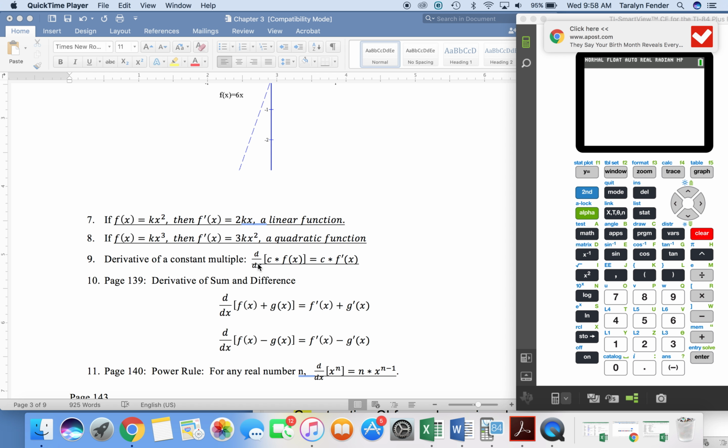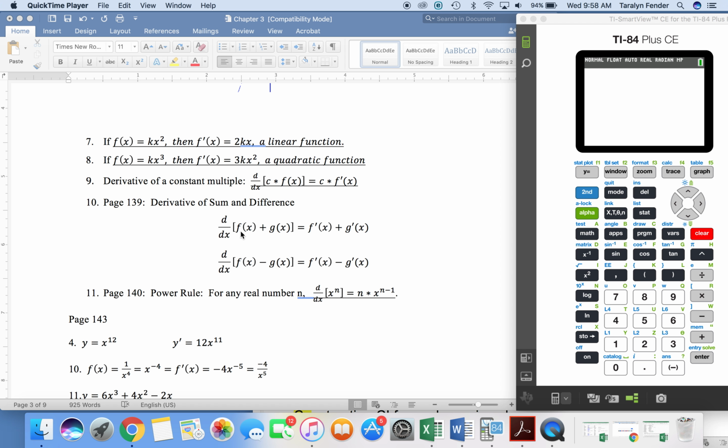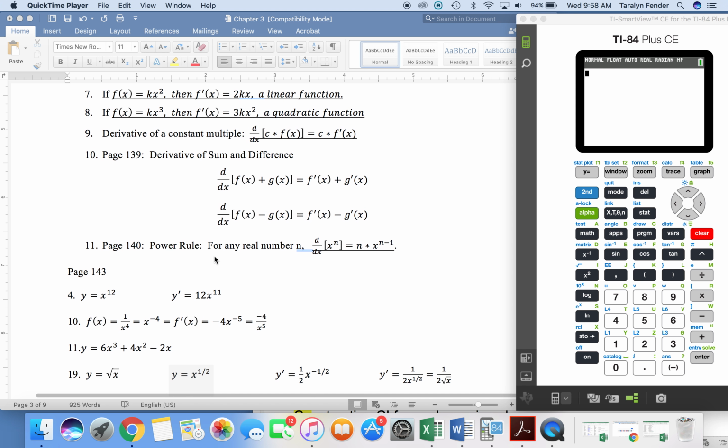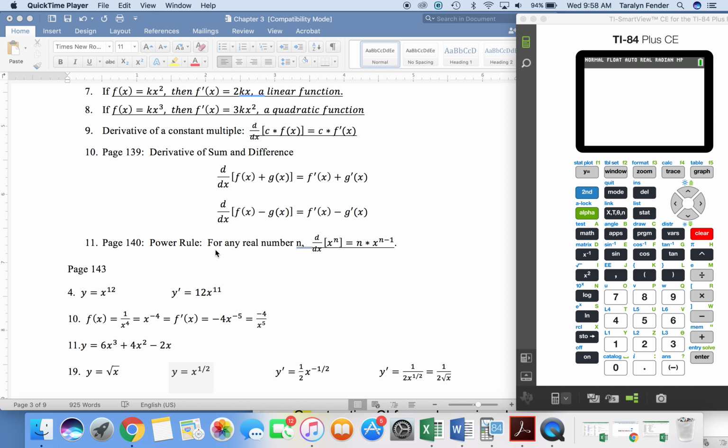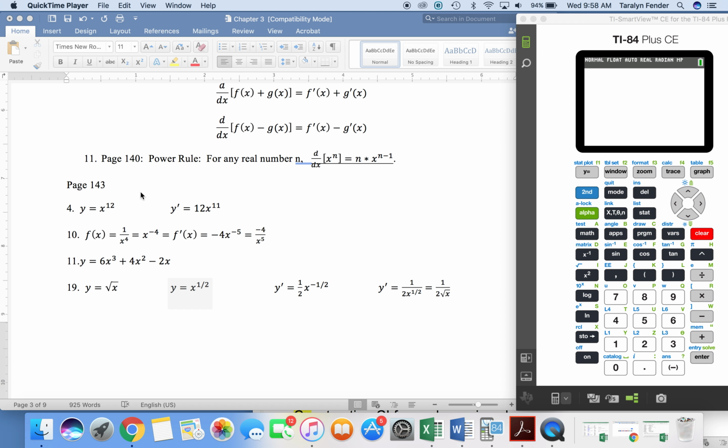So here is the derivative formula. This is the sum and difference formula. You take the derivative of each one of the terms and then add or subtract depending on your function. And here is the formula. The derivative with respect to x of x to the n power is equal to n times x to the n minus 1. Now let's look at a few examples.